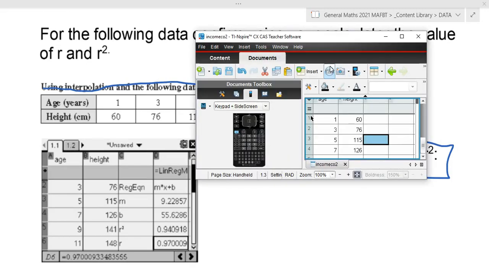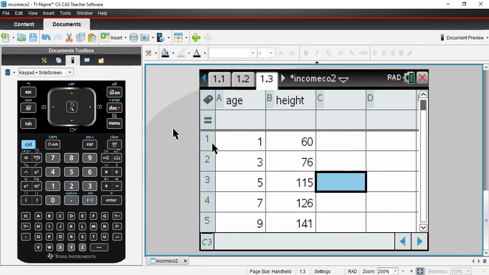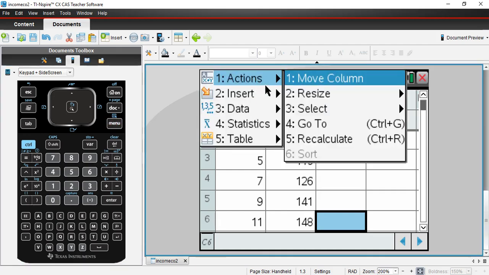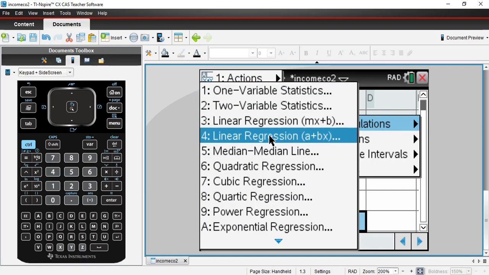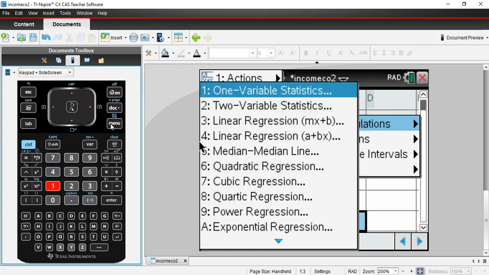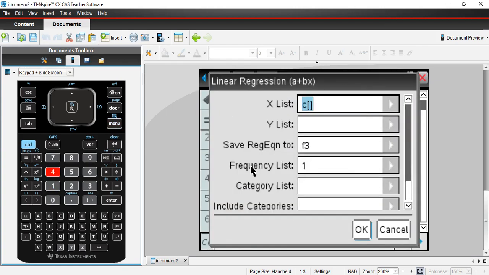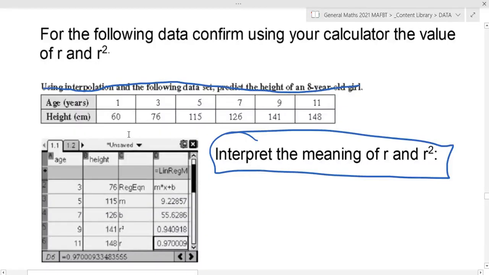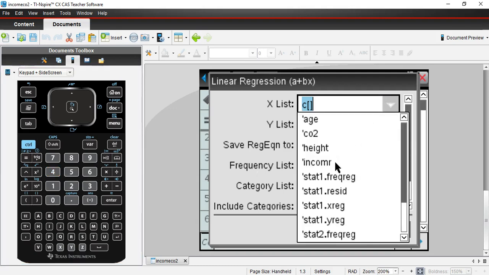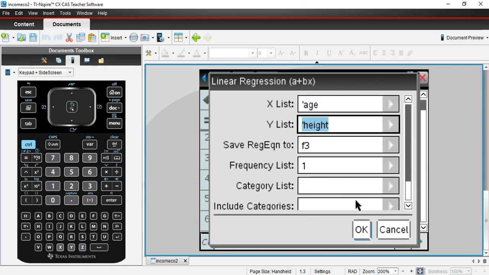If you've forgotten how to get your numbers in on your CAS calculator, you go menu, statistics, stat calc, and then A plus BX. Remember the shortcut, you can actually use numbers to get that. So menu 414. Remember, what's the X variable, what's the Y variable? Well, according to this, age and height. Does your age determine your height, or does your height determine your age? Obviously, age will determine the height. So in this case, the X variable is age, and the Y variable is height.